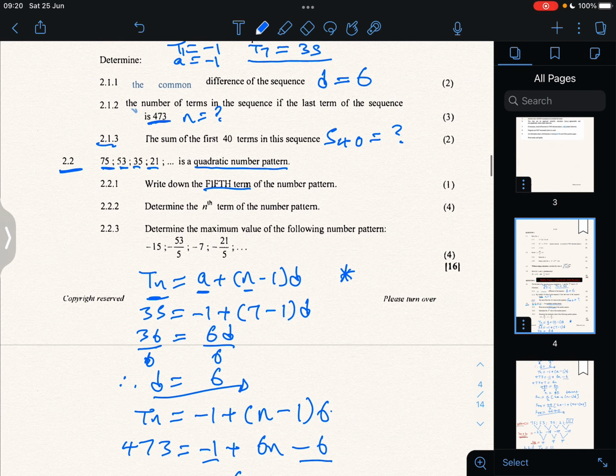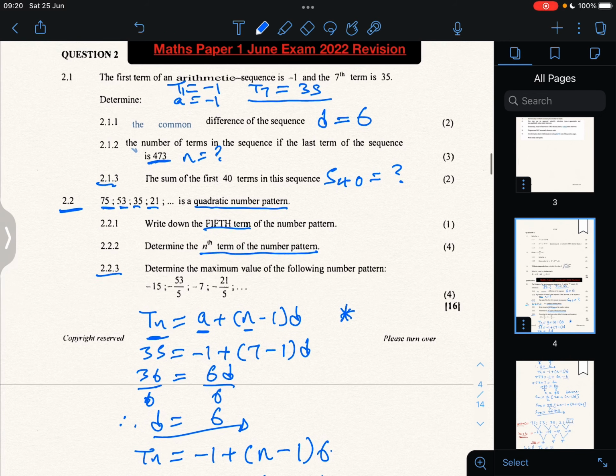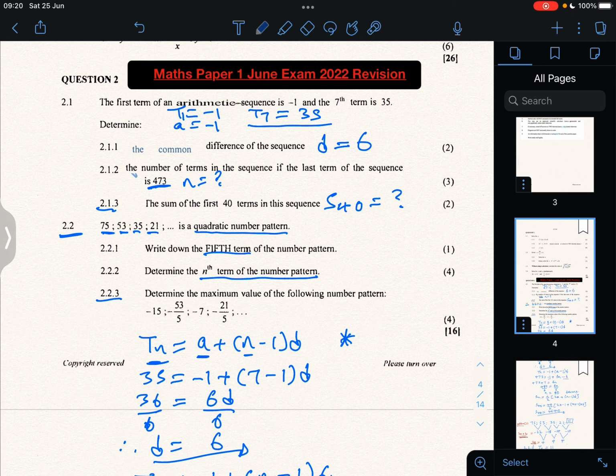So let us check. We've determined the nth term of the number pattern. The last question here says determine the maximum value of the following number pattern. So I want you to think about this one, how you would solve it. How does this number pattern look similar to this one? How does it relate to the one that we were given in question 2.2 at the beginning?